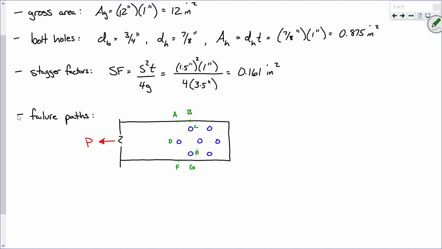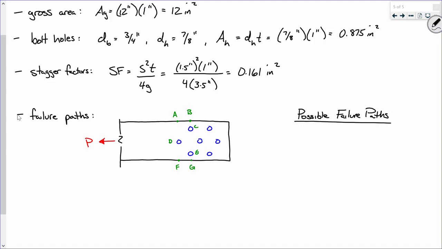Now, help me out. Let's make a list of possible failure paths. So I want somebody out there to write out, so that's why we listed these letters here, so that we can all make sure we're referencing the same thing. Somebody spit out a potential failure path for this connection.